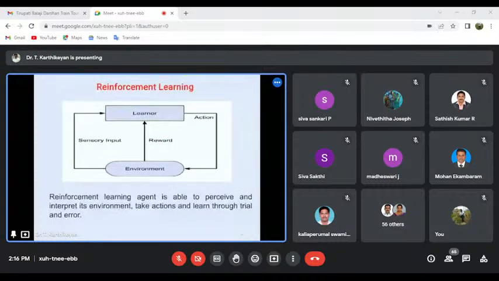So now we are seeing reinforcement learning. Reinforcement learning is able to perceive and interpret its environment, take action, and learn through the trial and error method. Let us have one example. Based on the example, we can clearly understand what reinforcement learning is. Consider a pet dog. We train our pet to bring a ball to us. We throw the ball at a certain distance and ask the dog to fetch it back to us.